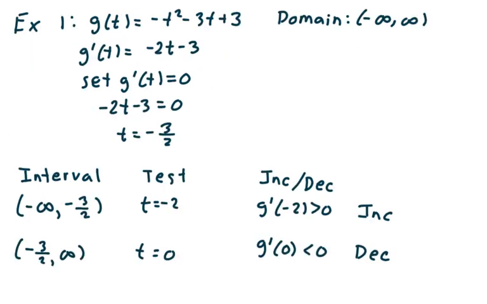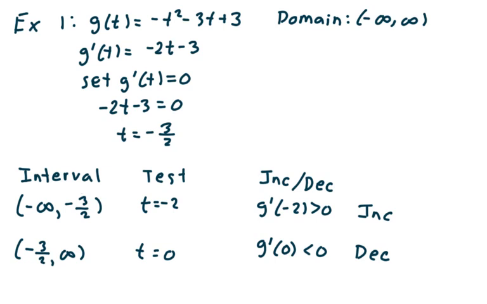Let's take a look at this example. Suppose we have g of t equals negative t squared minus 3t plus 3. The domain of this function is negative infinity to infinity. We're going to take the derivative. g prime of t is negative 2t minus 3. Set g prime of t equal to 0 to find critical numbers. And when we do, we get t equals negative 3 halves.